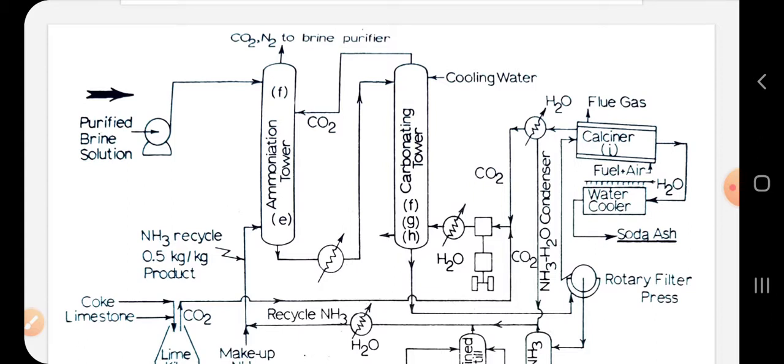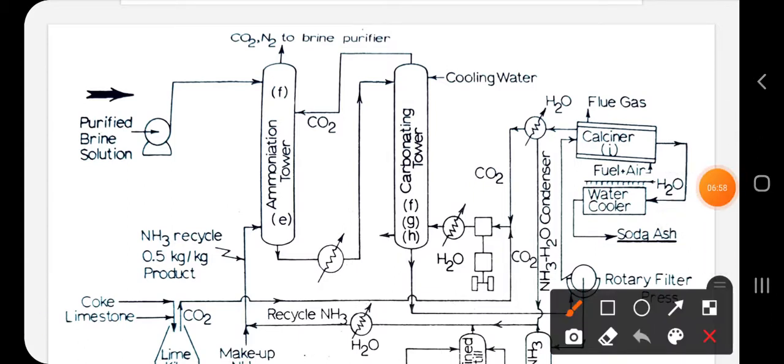So over here it gets cooled, and then it is pumped to this carbonating tower following this path. Now the main purpose of the carbonating tower here is carbonation, and in order to speed up this process, weak CO2 gas is admitted at the bottom of the tower.